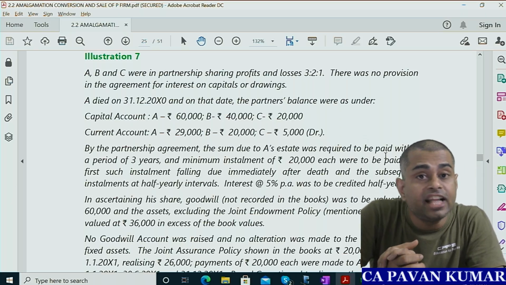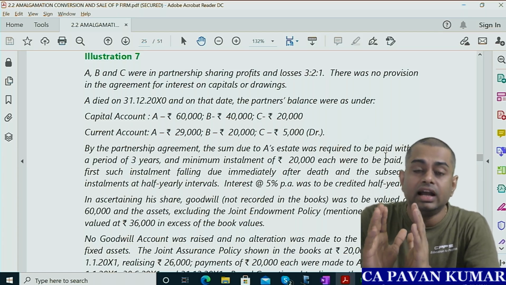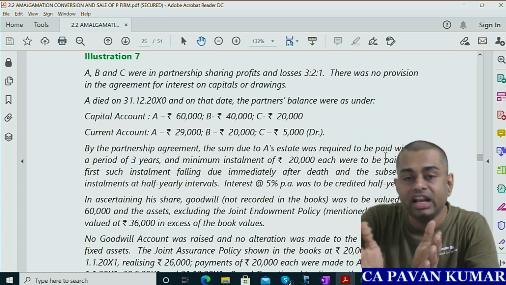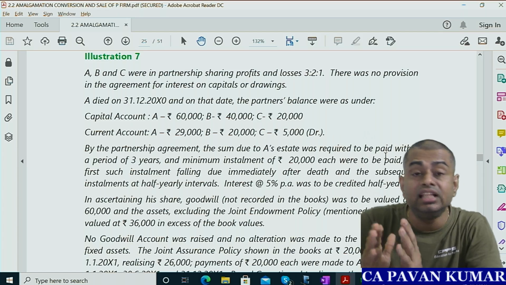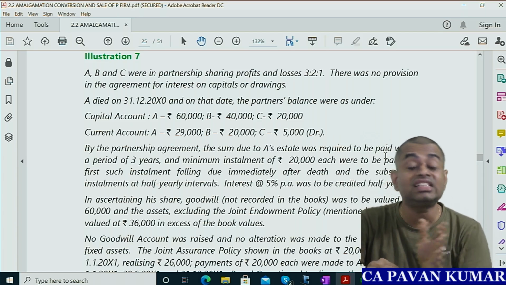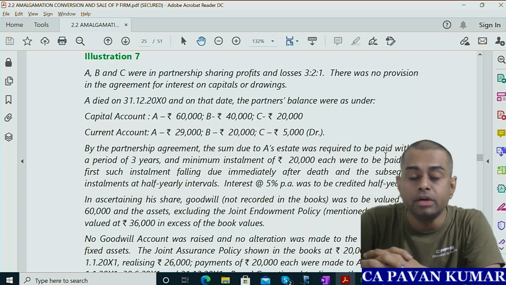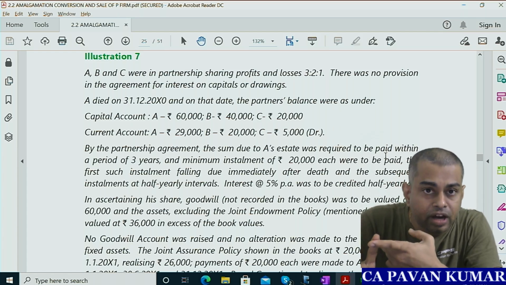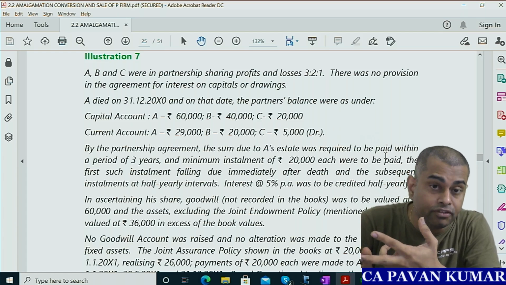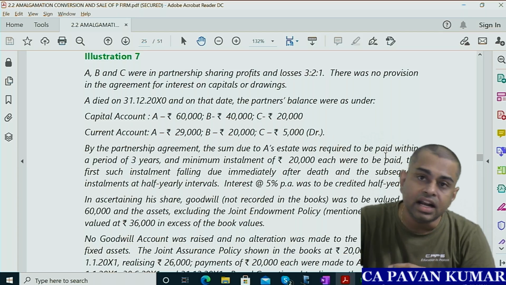Now let us go to the next problem, which is illustration number 7. A lengthy problem. So many folds are there in this problem, so you should be very careful. And this problem runs into various accounting years, like 3 different accounting years will be there. You should be careful. And this problem involves a death of a partner, dissolution of a firm, and takeover of the running business of the firm by another entity.